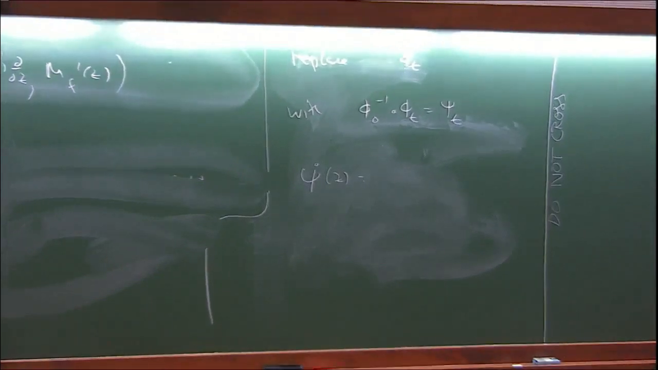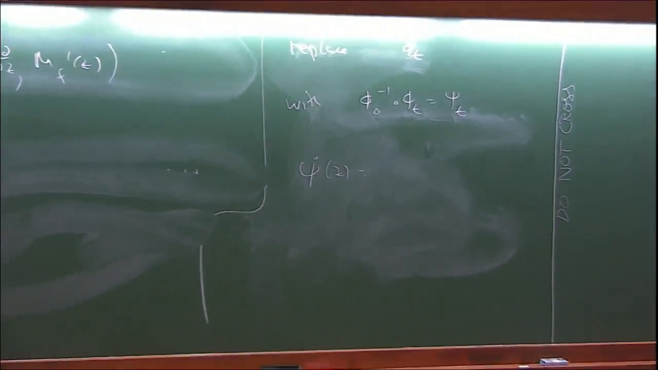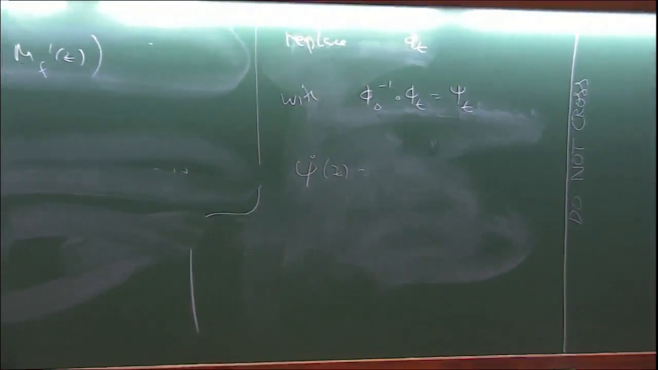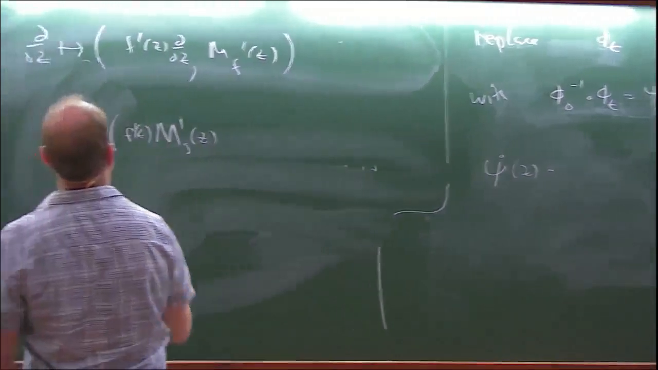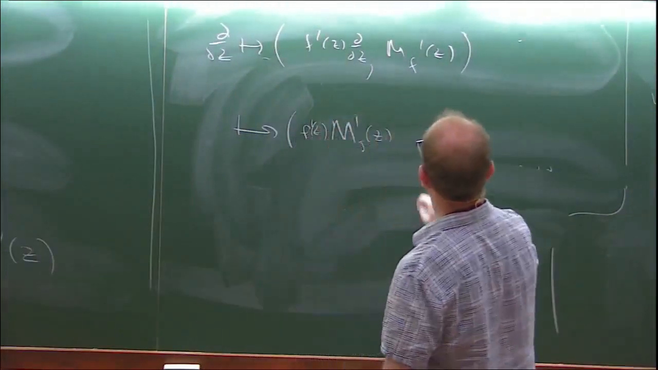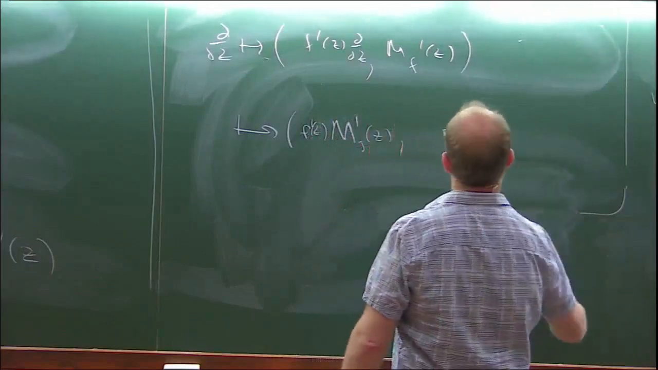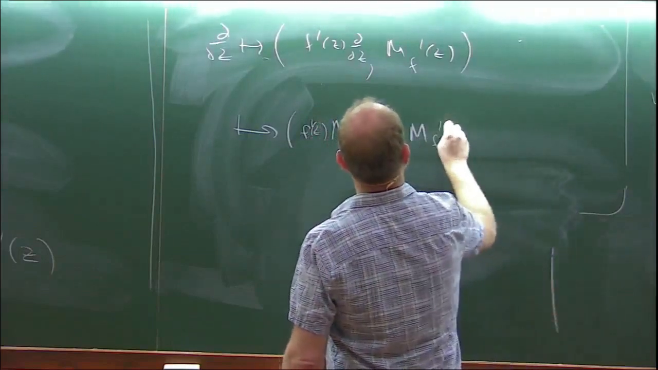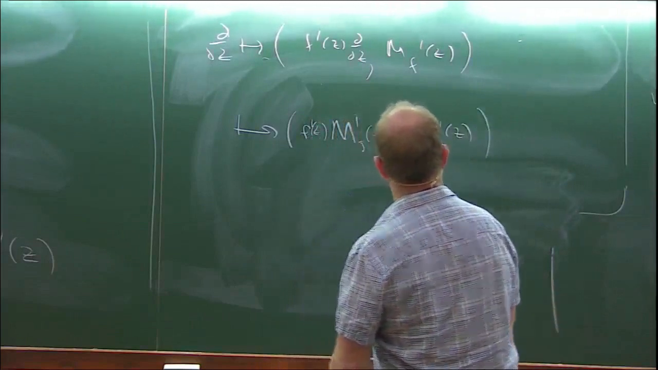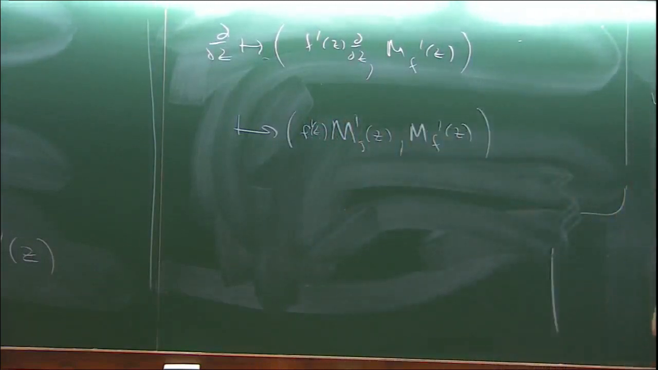So this becomes, right, we know what happens to ddz. It goes to M prime g. But now we need to put an f prime of z in front of it, right? I mean, the map is linear. And then this just becomes M prime f of z.